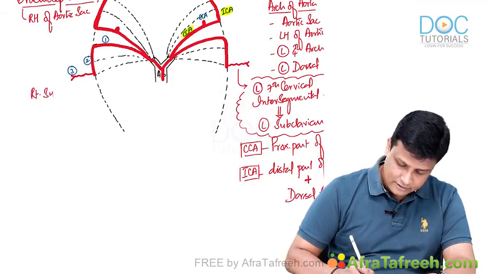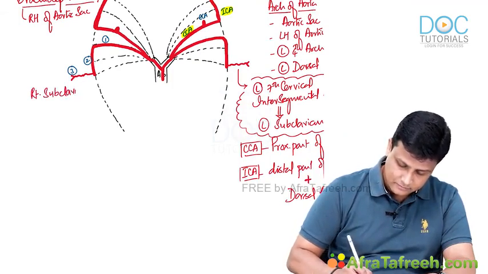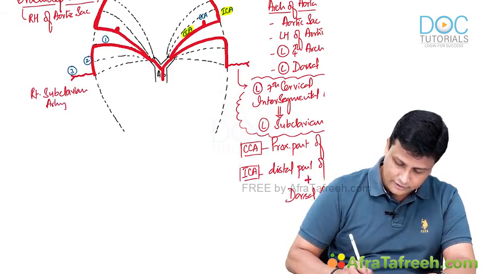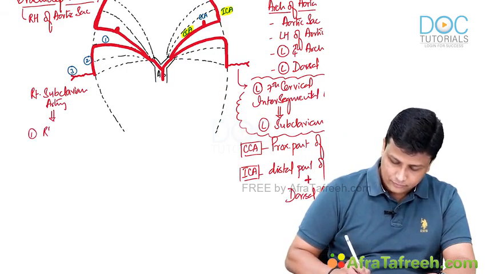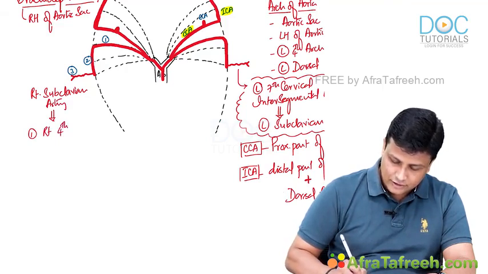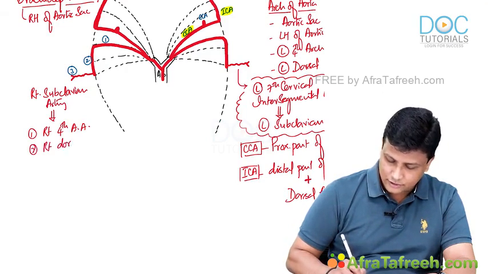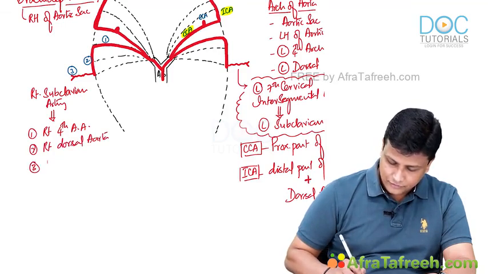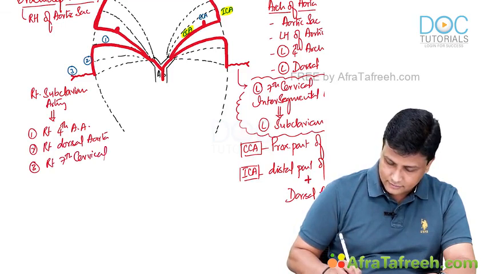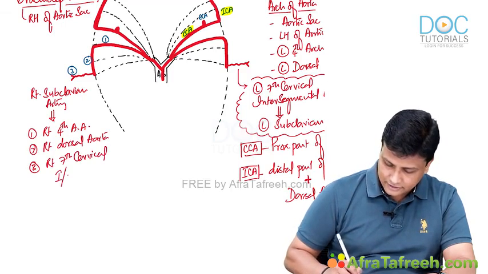So right subclavian artery is derived from three sources. Let me write down with the same numbers here. Number one, it is right fourth arch artery. Number two is actually the right dorsal aorta. And number three, there is right seventh cervical intersegmental artery.